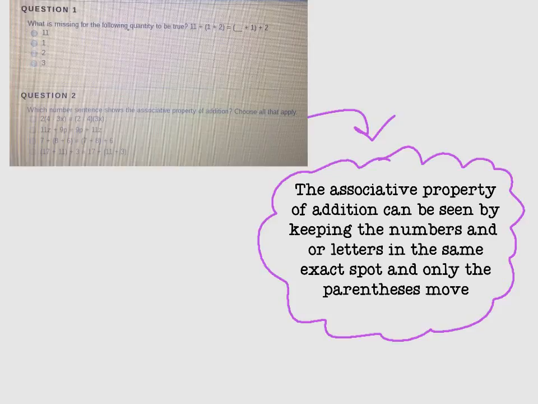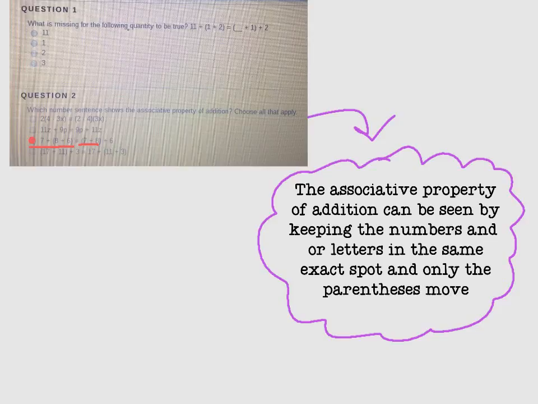It says 7 plus 8 plus 6. And then on the other side, it has the same exact order. 7 plus 8 plus 6. The only thing that changed here was the parentheses. First it was hugging the 8 and the 6, and then it moved, and in the second part it's hugging the 7 and the 8. That's the associative property. Pick that one.